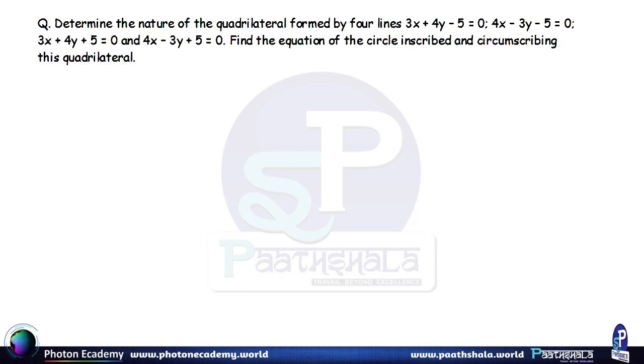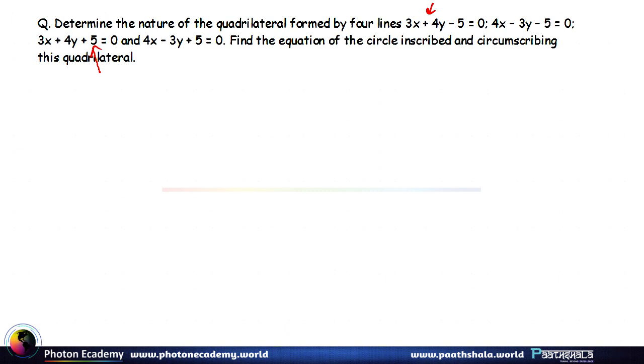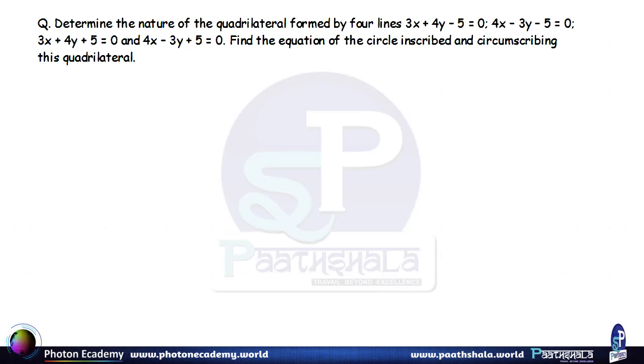Alright, so we are given equations of 4 lines and we have to find out the nature of the quadrilateral formed by these 4 lines. So straight away we can see that 2 of the lines are parallel and the remaining 2 are parallel as well, this one and this one. Another thing we notice is, so basically we have a parallelogram at our hands.